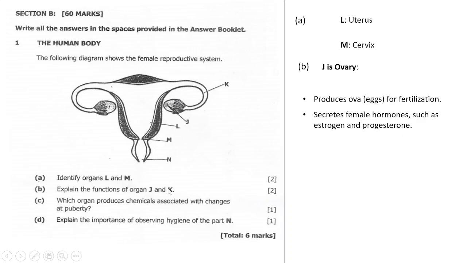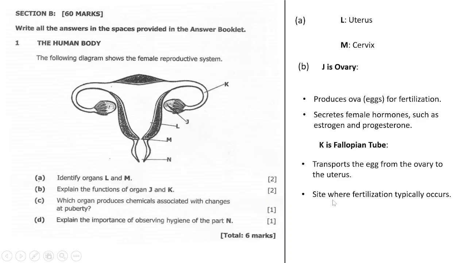Okay, then we go to K. This K is actually fallopian tube or oviduct. What is the function of the fallopian tube or oviduct? Transports the egg from the ovary to the uterus. So we are saying transports the egg from the ovary to the uterus, or it also is the site where fertilization typically occurs. So this one transports the egg, produced here from the ovary, to the uterus, or it can be a site where fertilization also takes place.